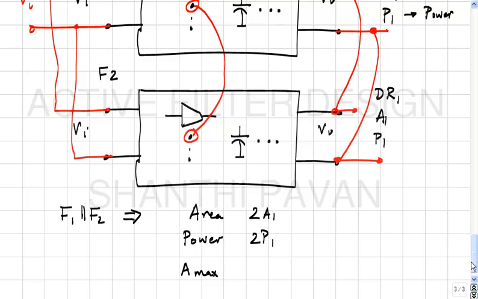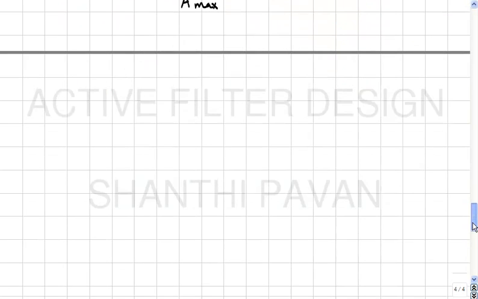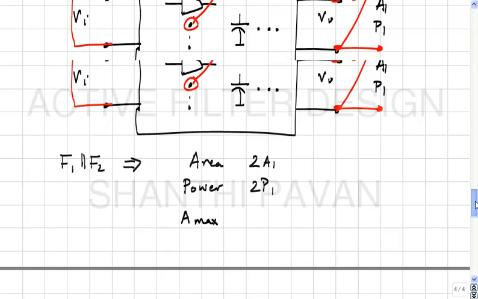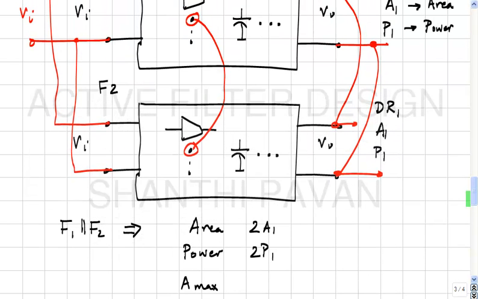Is that clear? All right. Now, what is the interest in doing all these calculations? We'd like to figure out if I took two identical things and put them in parallel, what happens to the dynamic range.